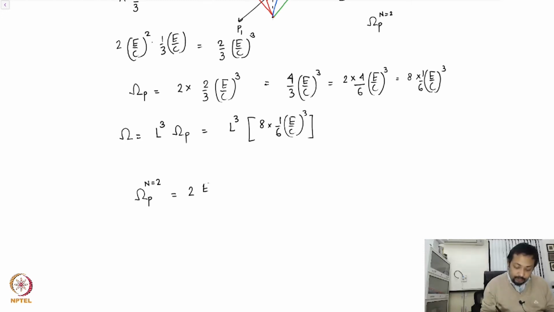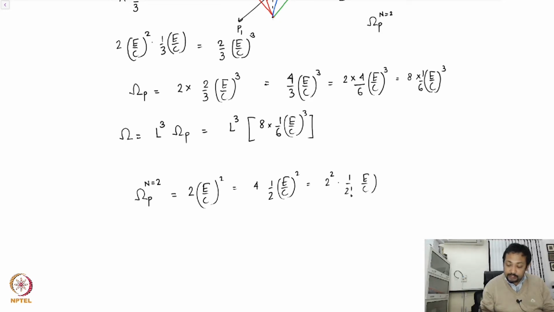We had 2 times E over C whole square, which we could have written as 4 times half E by C whole square, and that is 2 square times 1 over 2 factorial E by C whole square. When omega p n is equal to 3, we have this as 8 into 1 over 6 E by C whole cube, which is 2 cube times 1 over 3 factorial E by C whole cube.